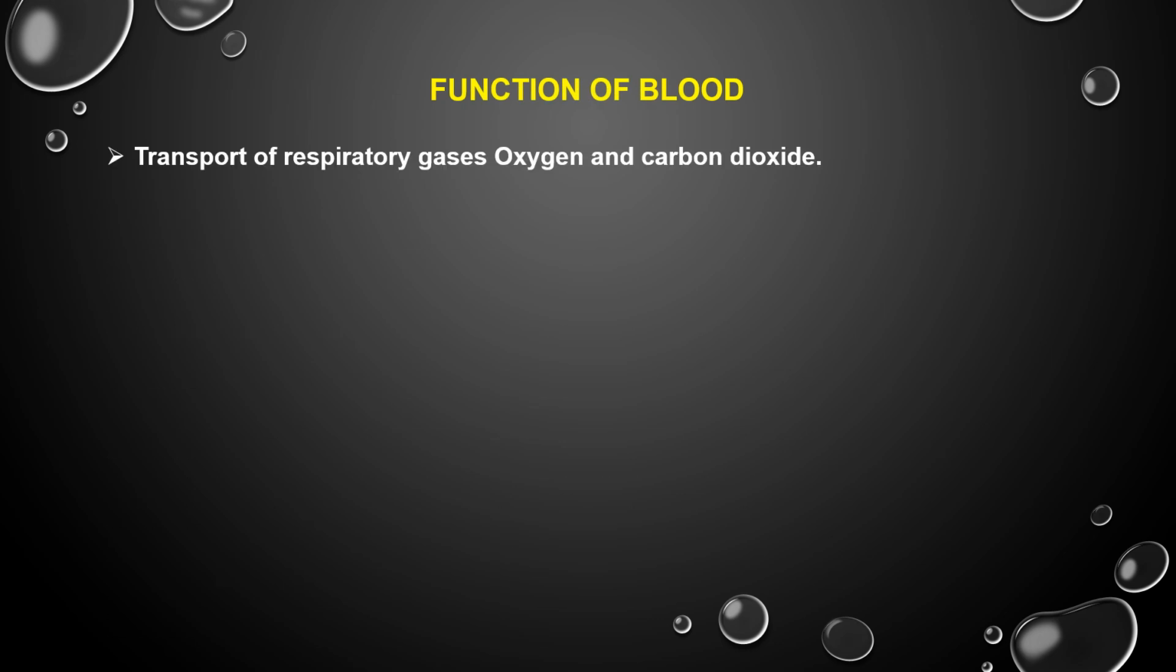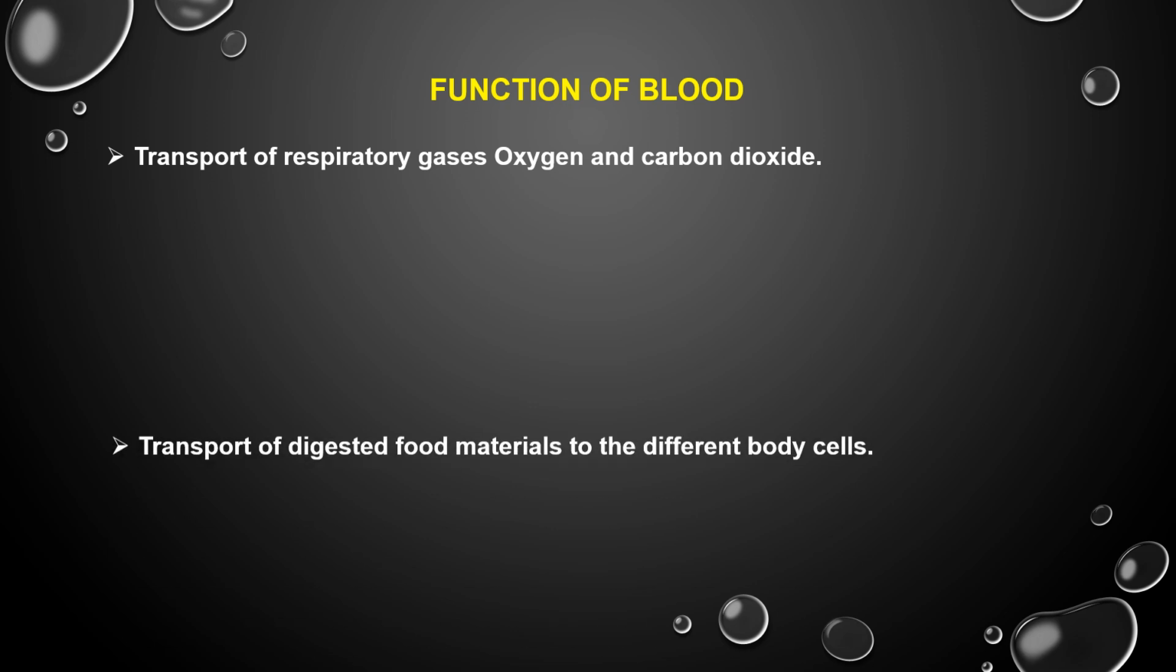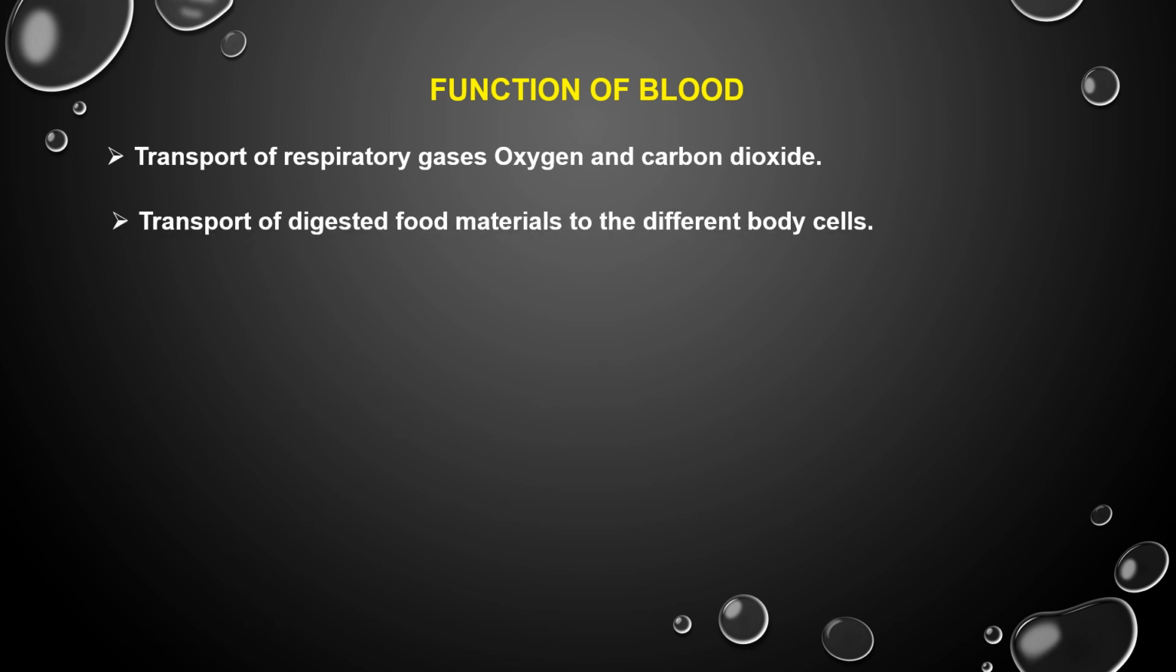Now, functions of blood. The blood transports respiratory gases, oxygen and carbon dioxide. Blood transports digested food material to the different body cells. Food is digested in the alimentary canal. The blood transports hormones, because endocrine glands do not have ducts, meaning tube-like structures. So hormones are transported by blood.